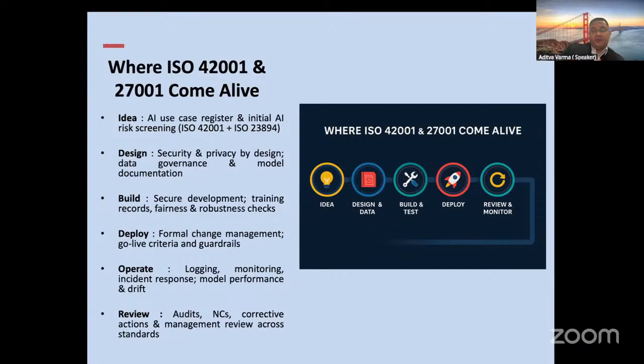Finally, in review and improve, ISO 27001, 9001, and 42001 converge in internal audits, non-conformities, corrective actions, and management review. If you design your processes and templates around this combined view, people simply follow the life cycle and the governance is built in by design. I hope it's a very important concept, and I would really request all of you to take this with you.